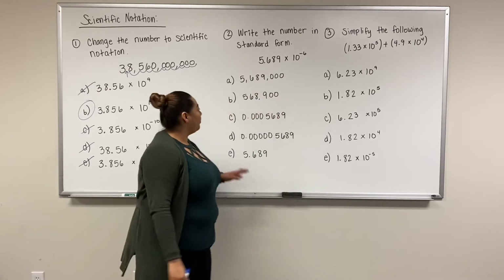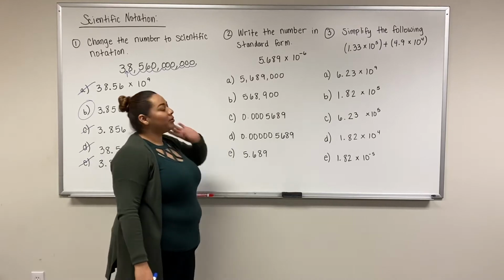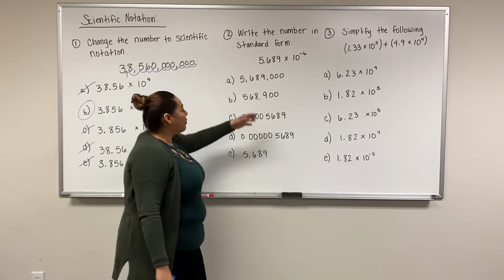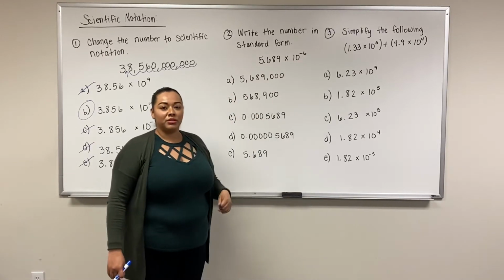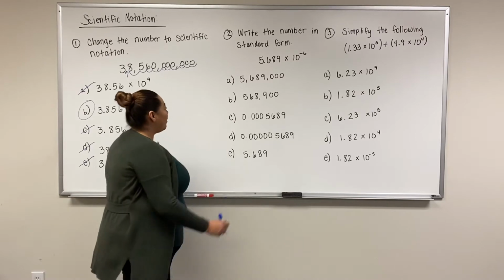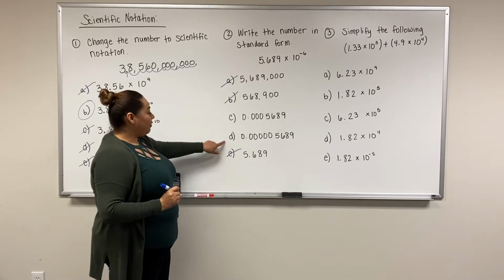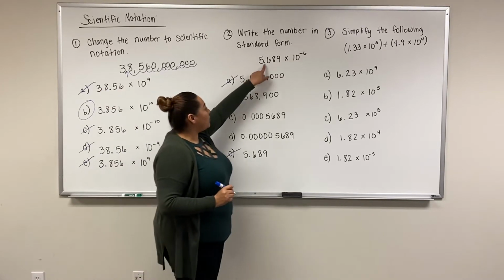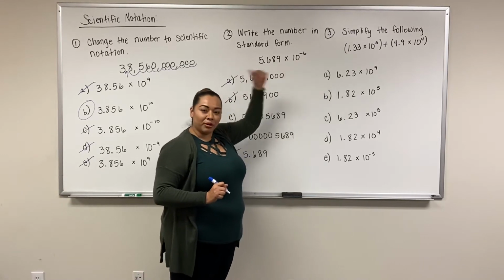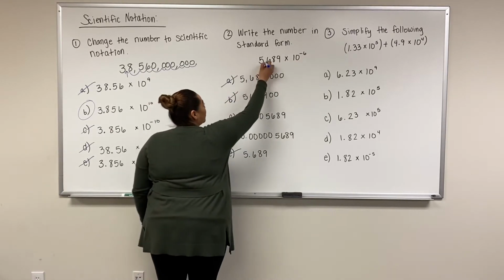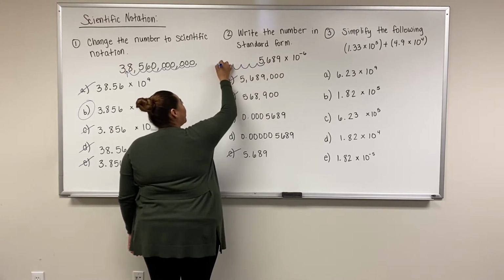Now, number 2, we already have it in scientific notation, but we want to write it in standard form. So remember what we said earlier, that if we have a negative as our exponent, it was originally a decimal. Therefore, A, B, and E are out. We only have C and D. So originally right here, we have the decimal. We're going to move it 6 decimal places. Since it's negative, we're going to the left. So just go 1, 2, 3, 4, 5, 6. This is where we're going to put the decimal.